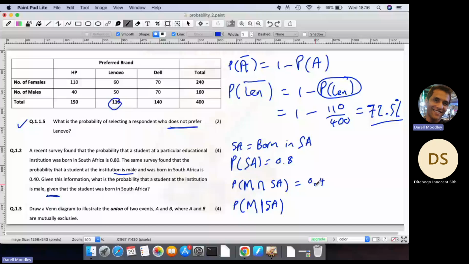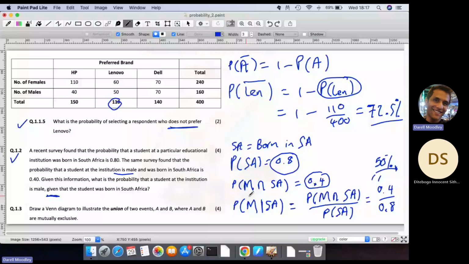That's question 1.2. All you did here was use the conditional probability formula. So remember, a key word to look for is the word given. That's an indication that you need to use the conditional probability equation here.